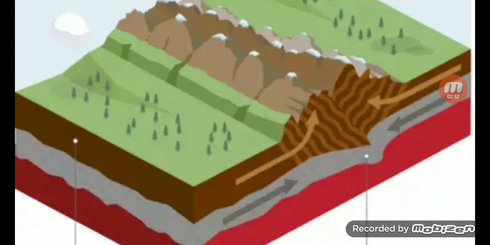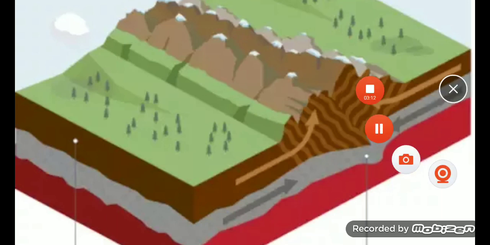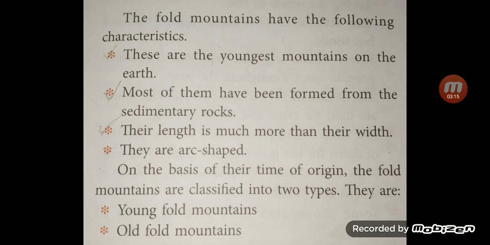After folding, the top layer of the earth's crust is converted into arches or troughs. Most of the mountain ranges in the world, such as the Himalayas, the Andes, the Aravalli, and the Appalachian, are fold mountains. Now we will see fold mountains' characteristics.